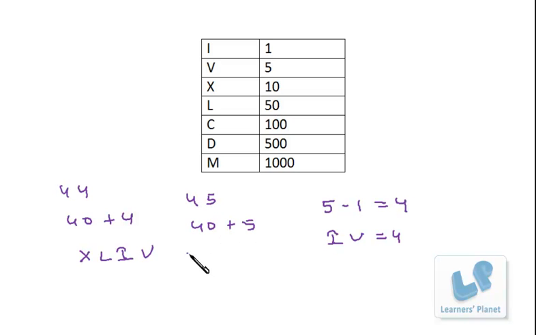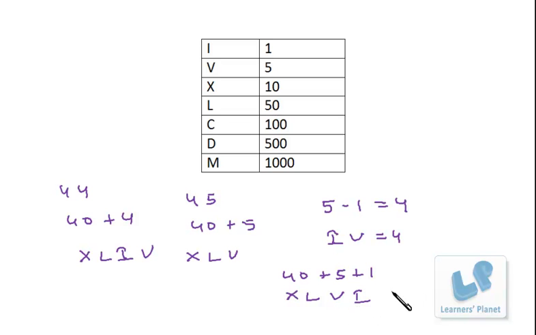Now what 40 is? It's XL, and what 5 is? It's V. So XLV, that is 45. Now how do I write 46? It's 40 plus 5 plus 1. It's XL, it's V, and it is I. So XLVI, that is 46.